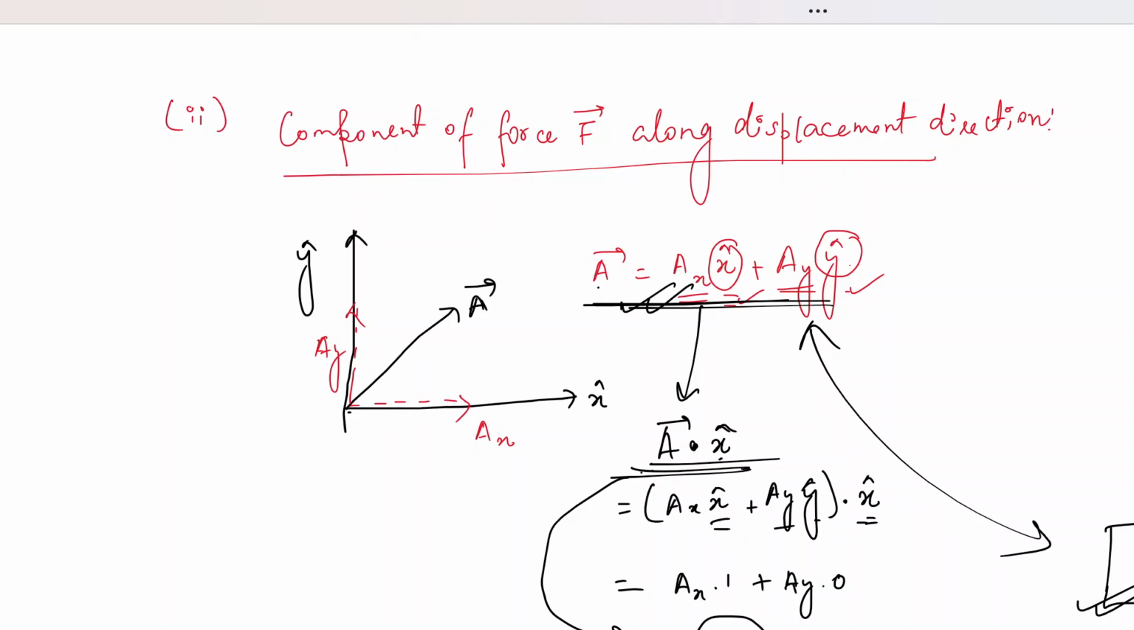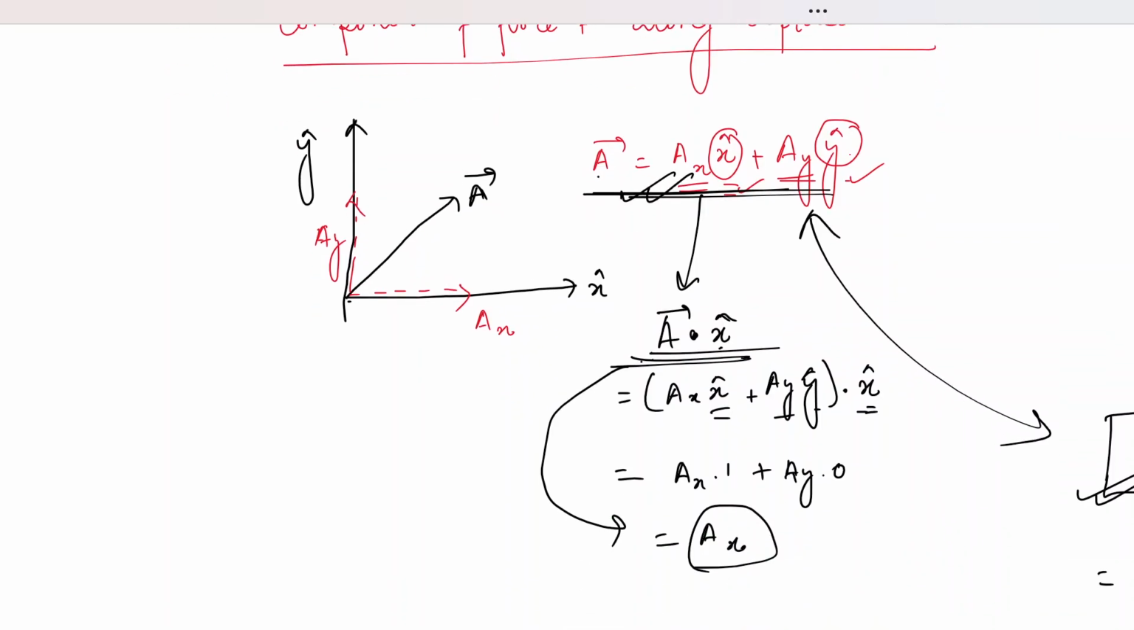Similarly, if you take a dot product of F vector with D cap, you will get the component of F along D vector's direction, which is denoted by me as FD, right? So now that we have established why this formula is valid, we will directly put in the expressions given for the F vector and D vector and get to the answer, okay?